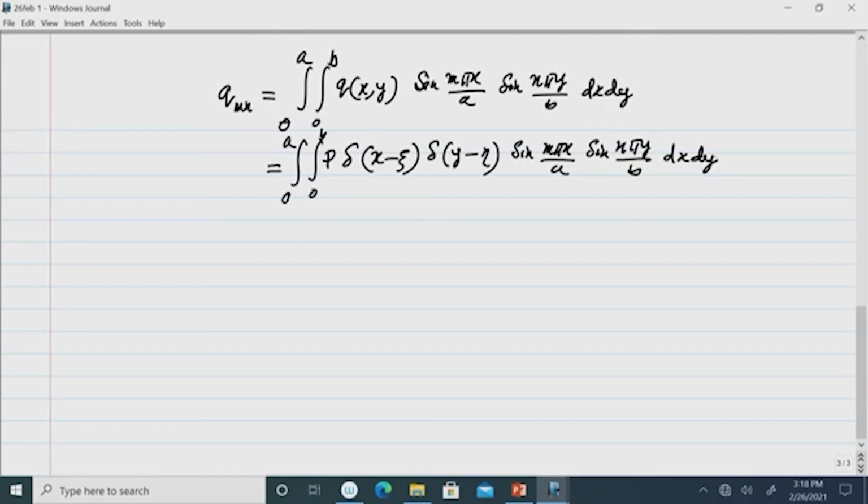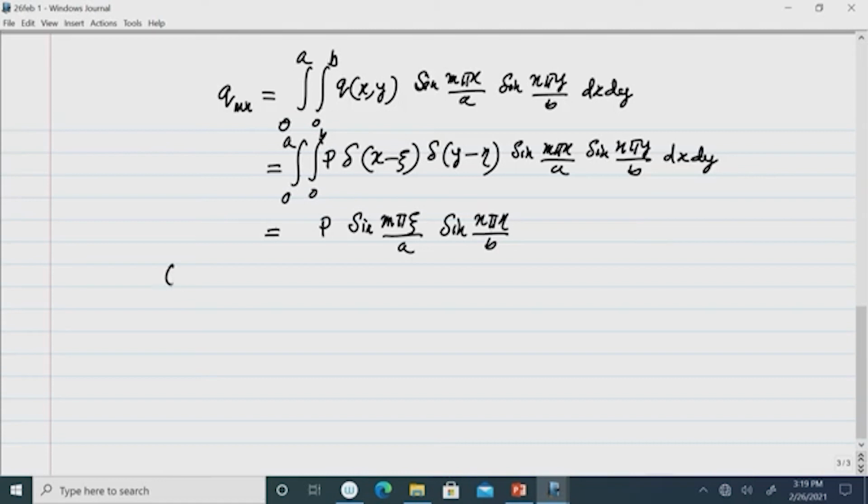So, the Q_mn for the plate problem is very simple now. It will become P into the function, given by sin(m pi x by a) sin(n pi y by b), evaluated at x equal to xi and y equal to eta. So, the integral becomes sin(m pi xi by a) sin(n pi eta by b). This is the same as what we obtained earlier in the limiting process.